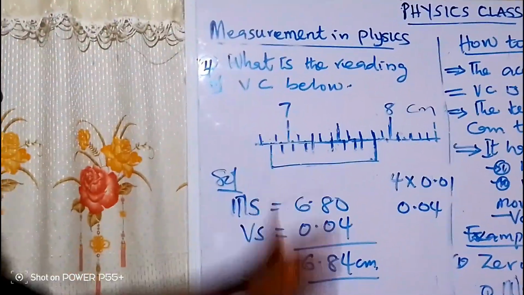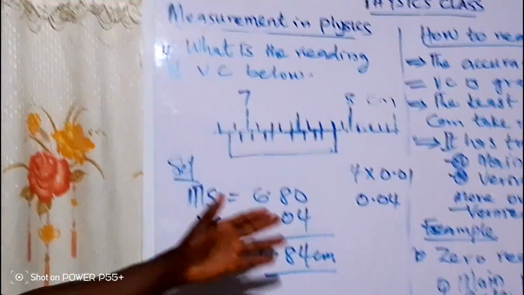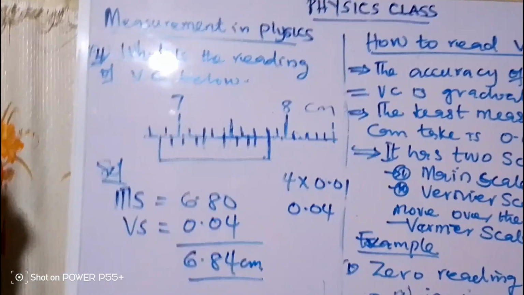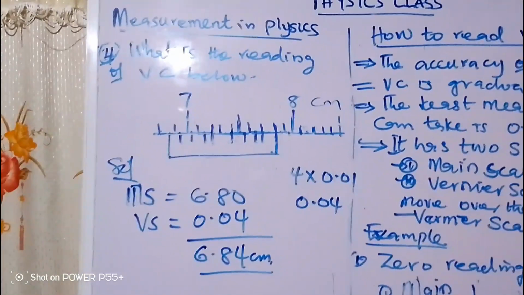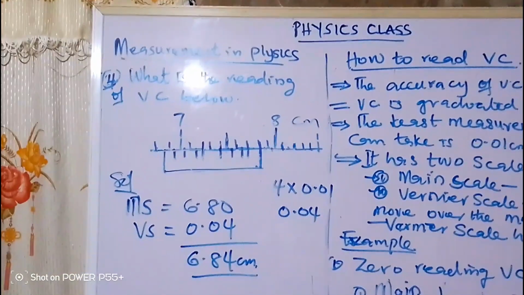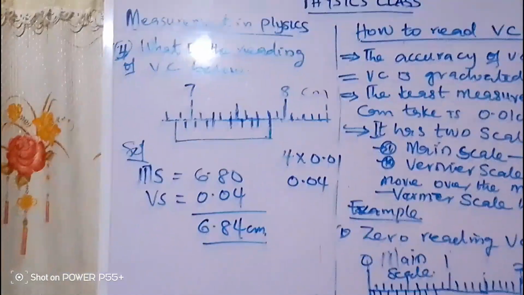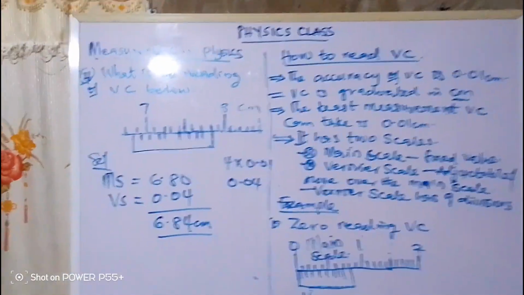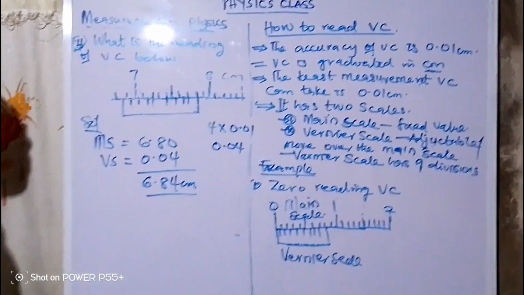With this series of examples under vernier caliper, that is how to read it. If you are given any question, especially in objective, you should be able to read it correctly and pick the right answer. In the next video, we are going to micrometer screw gauge. As we studied the vernier caliper, we will look at micrometer screw gauge also, how we can read it, and the accuracy.